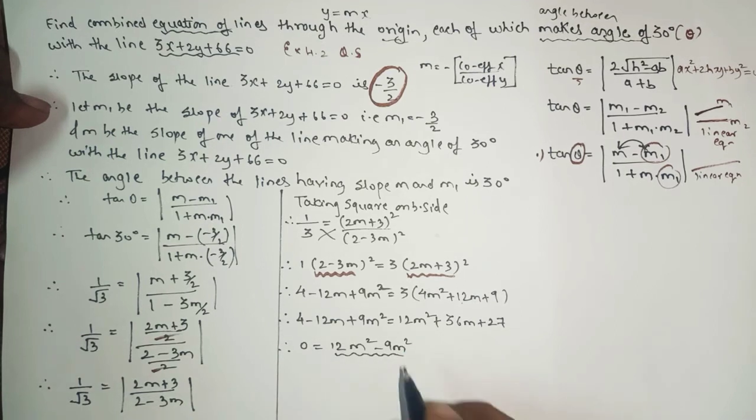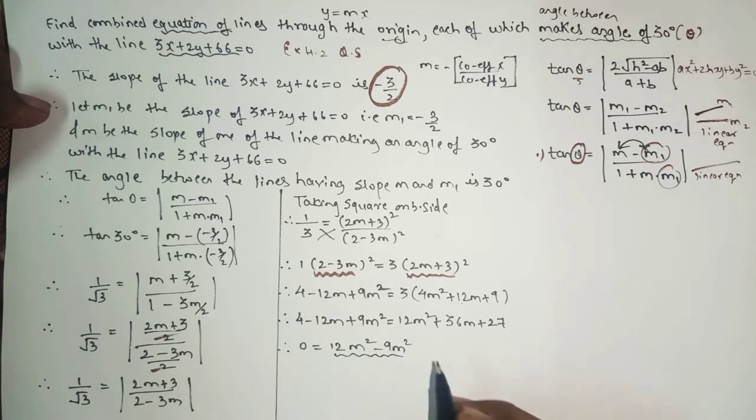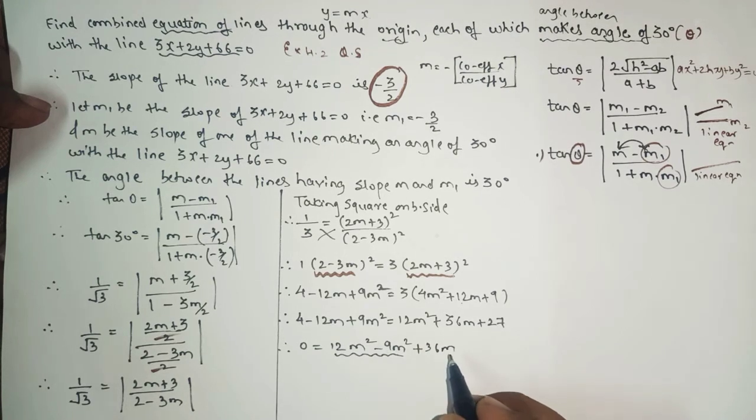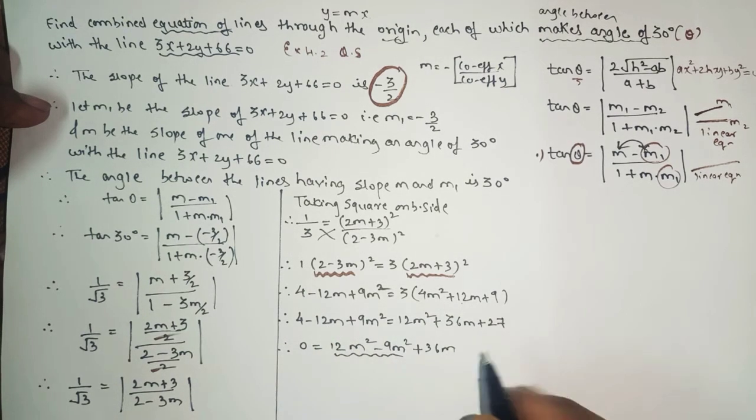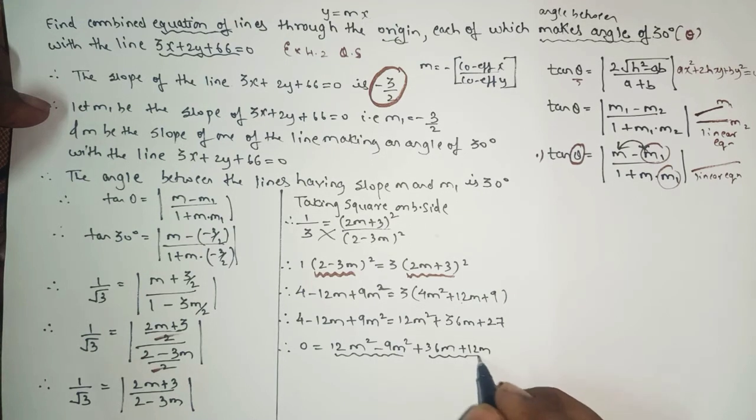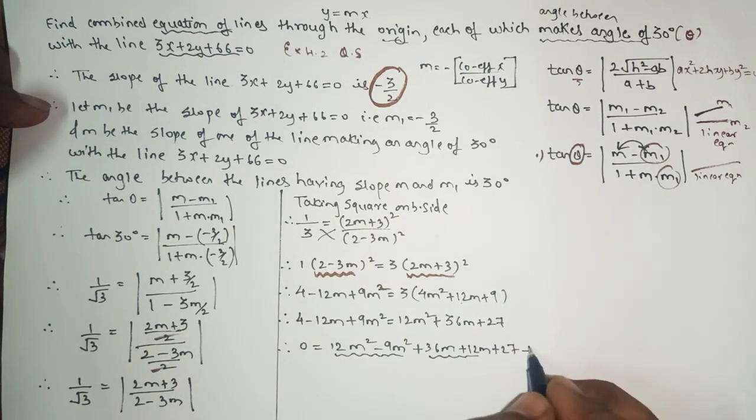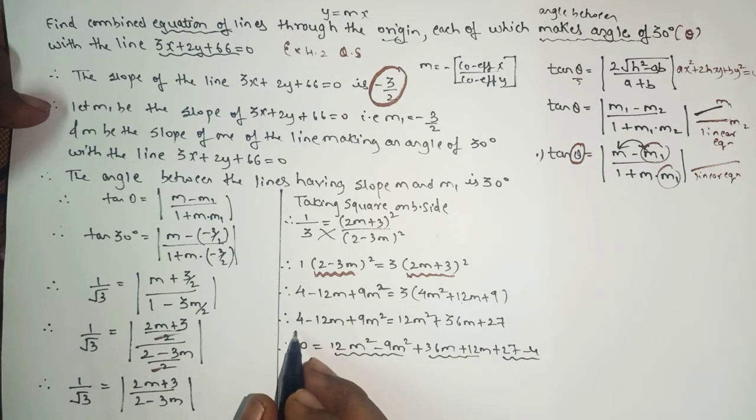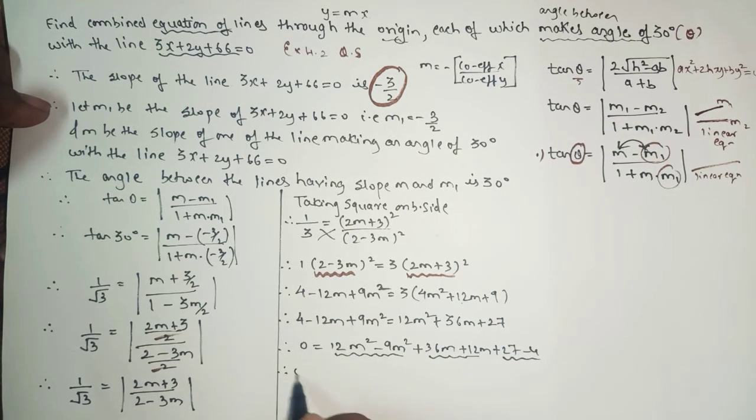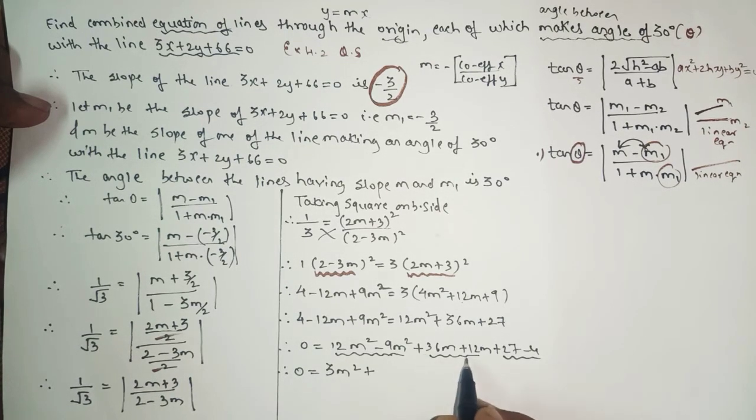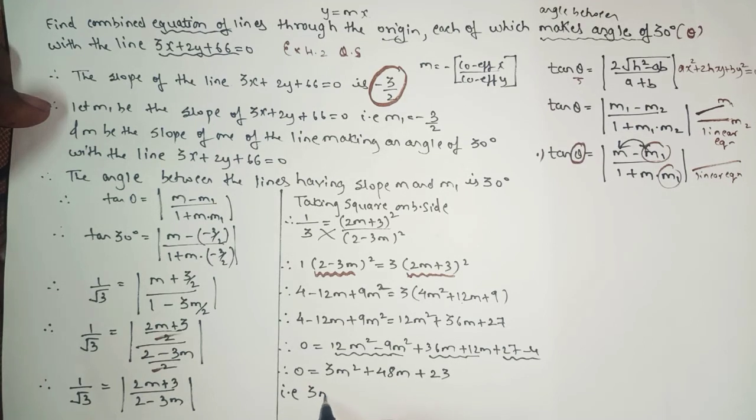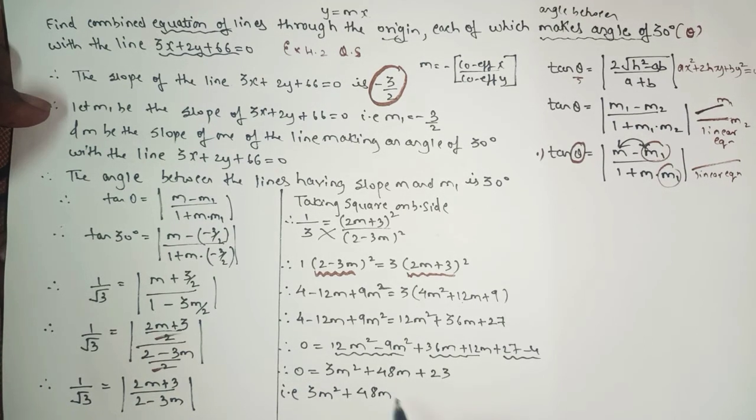So here we got the like terms of m square, yes or no. So plus 36m, this minus 12m will go that side, so plus 12m, plus 27 minus 4, yes or no. As here we have plus, it will go that side. So therefore 0 equals 12 minus 9, that is 3m square, plus 36 plus 12 is 48m, plus 24 minus 4, that is 23. That is, we can say that 3m square plus 48m plus 23 equals 0.